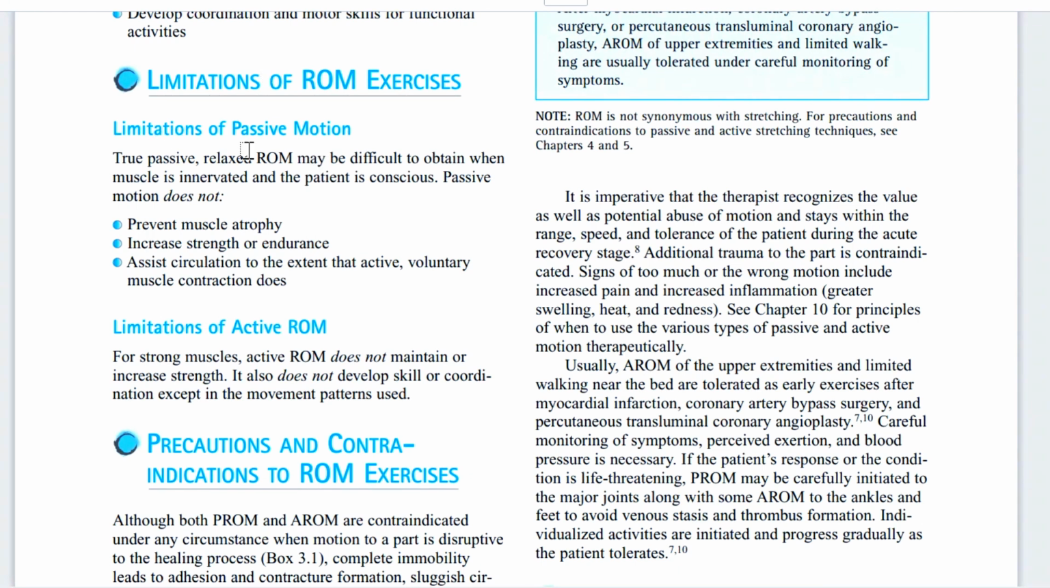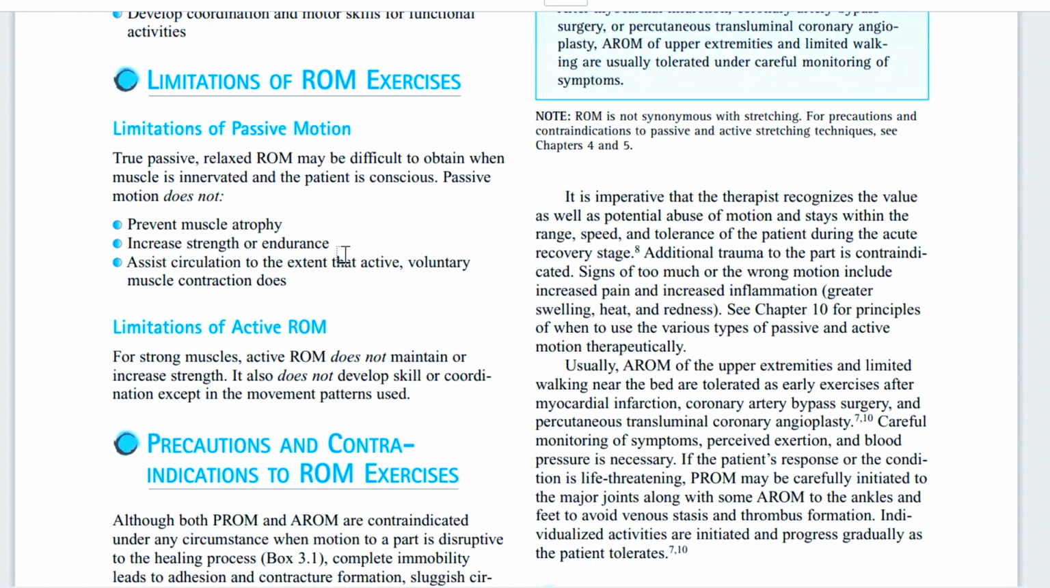You have to achieve passive motion first, and after that you have to work on the rest, because limitation doesn't mean that other exercises cannot do these things. Limitations mean passive range of motion cannot do these things. Other exercises can do them, but passive range of motion cannot achieve these things.